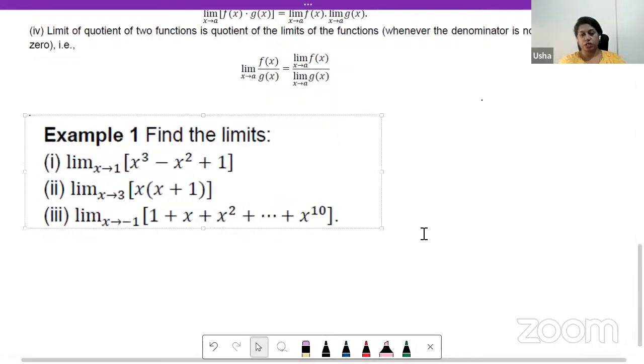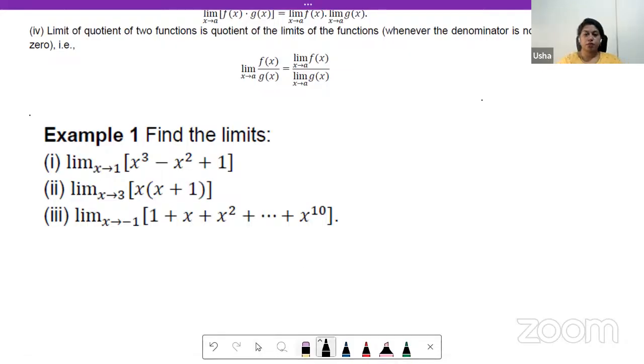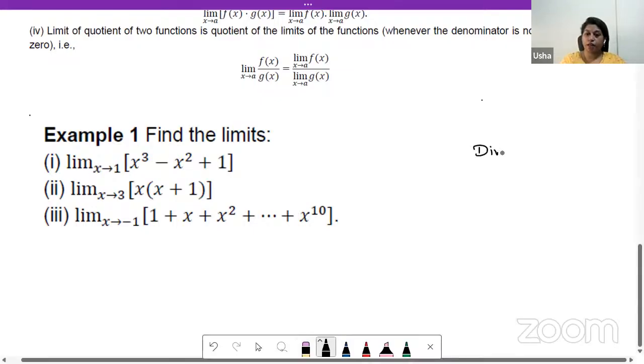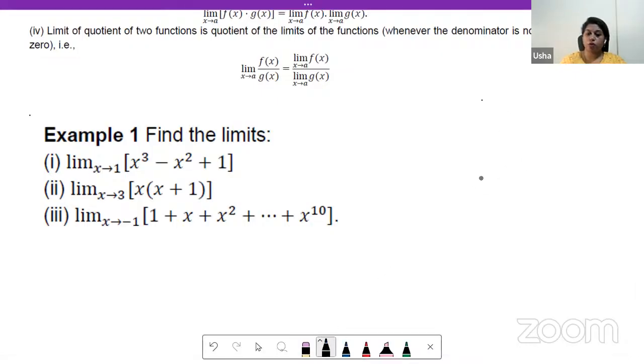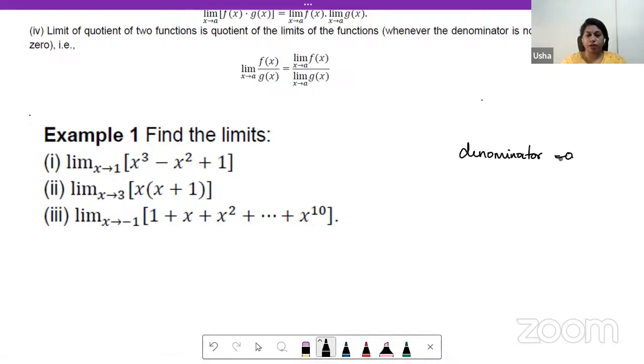See, there are three questions here. We're supposed to find the limits for these 3. If you observe, in none of these questions do we have a denominator. In all 3 questions, we do not have a denominator, which means division by 0 will not occur. You have to do simplification only if the denominator is 0. Otherwise, just substitute the given value of x and find the answer.